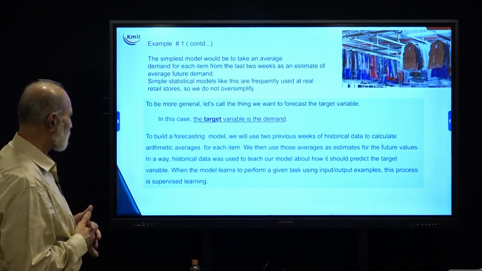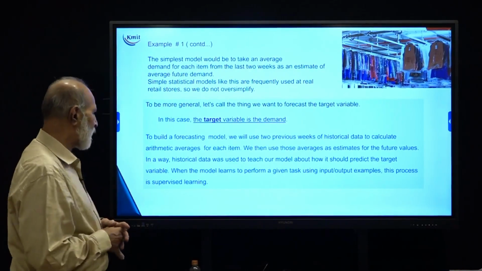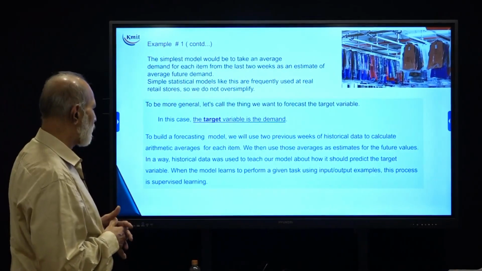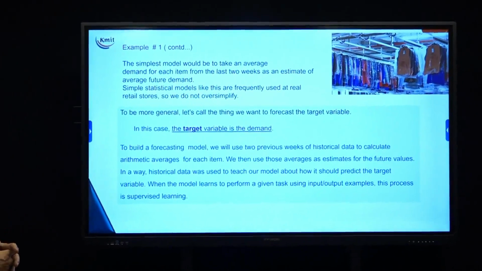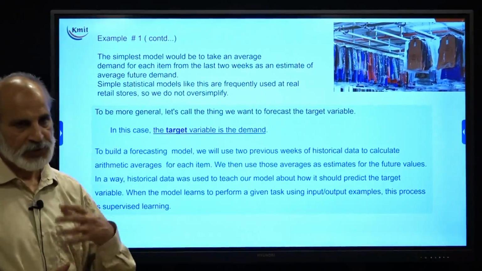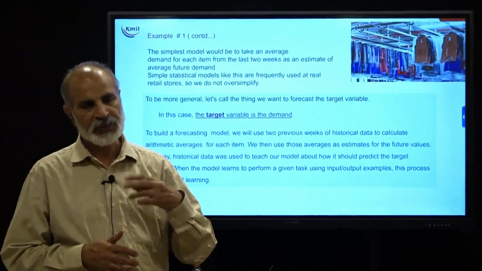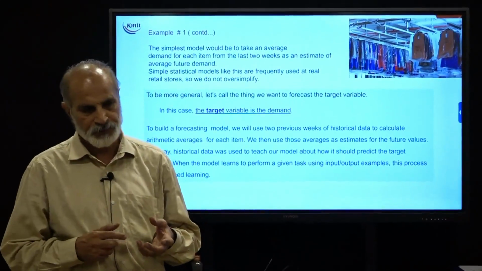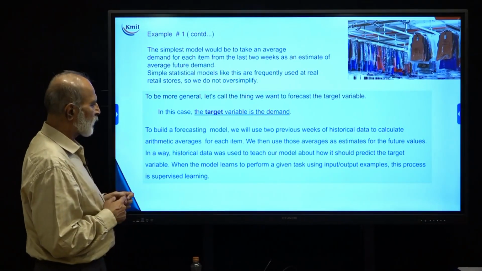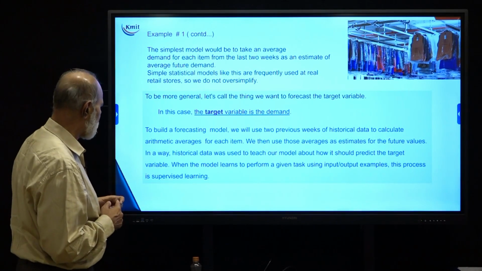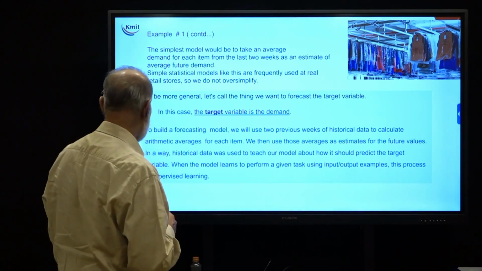To build a forecasting model, we use the 2 previous weeks of historical data to calculate the arithmetic mean of each and every item. We then use those averages to estimate the future values. Historical data is very important so that I am able to forecast. Prediction is more or less predicting a future requirement. Historical data is used to teach our model how it should predict the target variable.